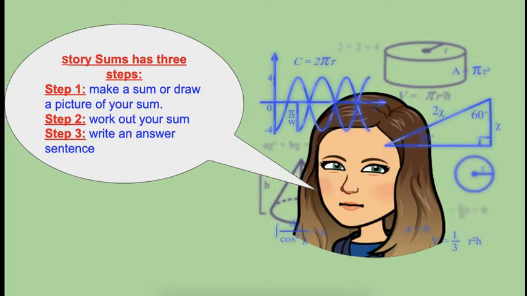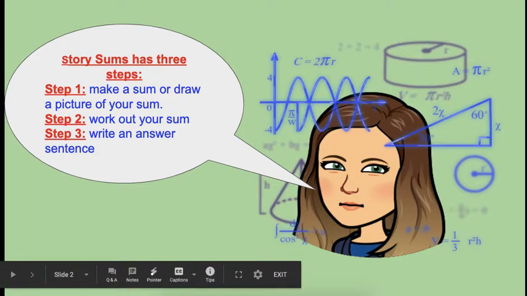So story sums has 3 steps. Do we remember what the 3 steps are? Step 1, make a sum or draw a picture of your sum. Step 2, work out your sum. And step 3, write an answer sentence. So it's very important to remember those 3 steps. So let's have a quick look at what the video has to say about story sums.